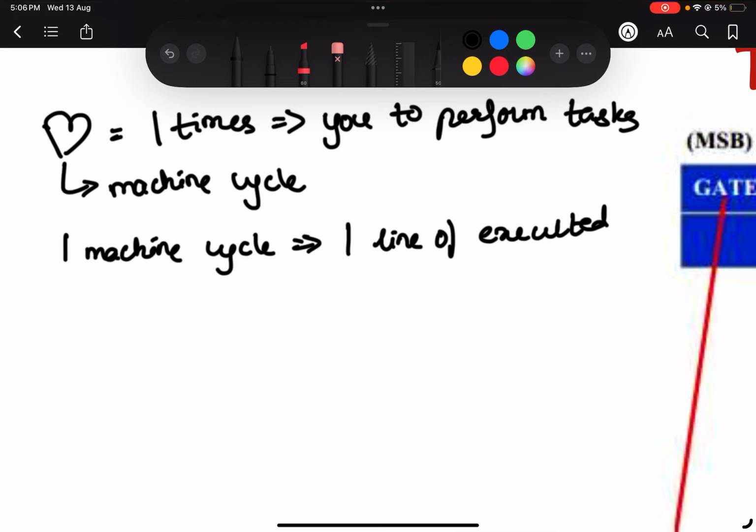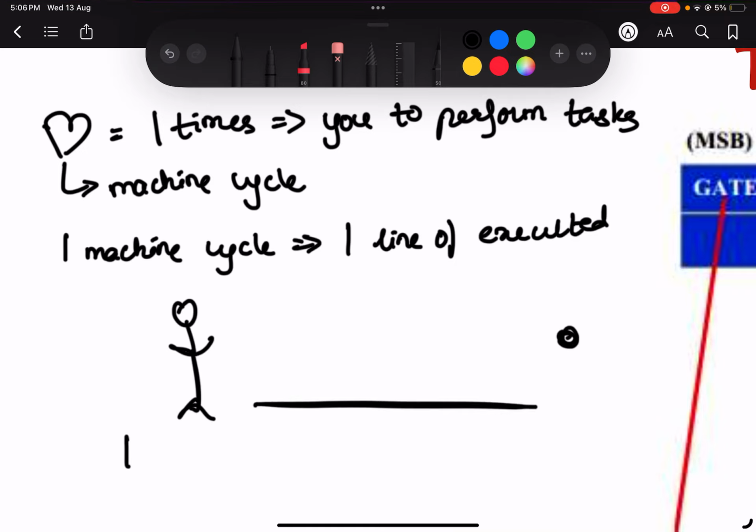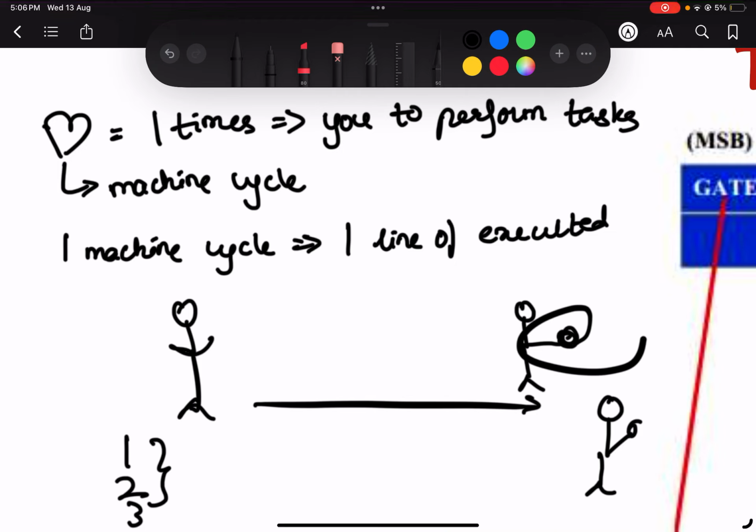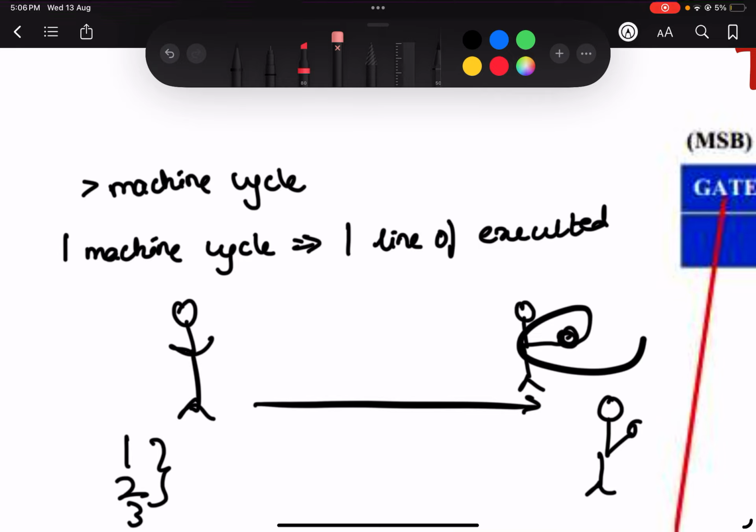So suppose you as a human have to pick up a ball and you're standing there. Your heart beats the first time, you walk to the ball. Your heart beats the second time, you reach out to the ball. Your heart beats the third time, you pick the ball up. So it took you 3 machine cycles to pick up that ball. Similarly, the microcontroller runs on the basis of a machine cycle. Now, how do you define one machine cycle?